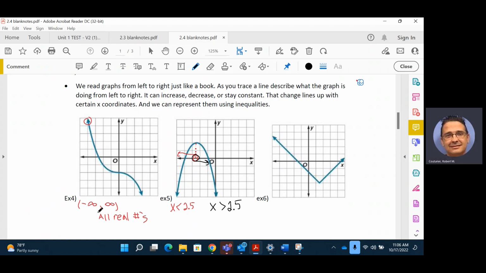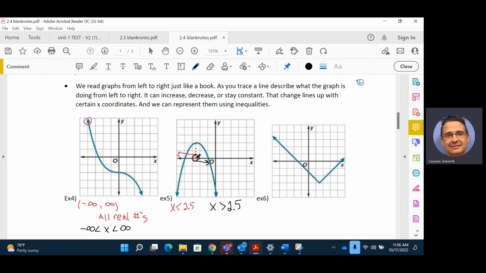If you wanted to write our first one in inequality notation, you could go like this. Negative infinity is less than x, which is less than positive infinity. Just a side note. Okay, so this here again, this was the value where it was increasing.